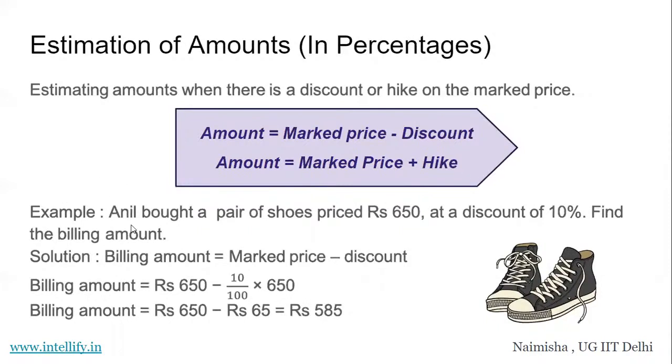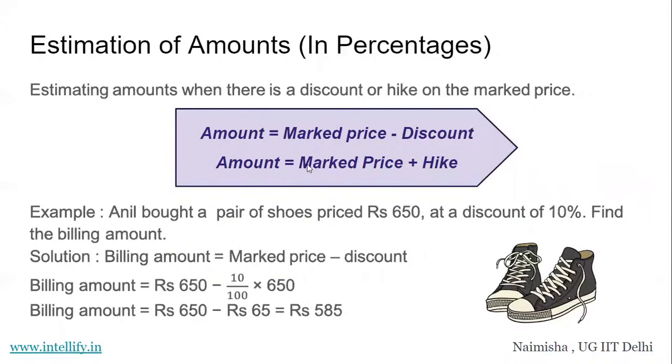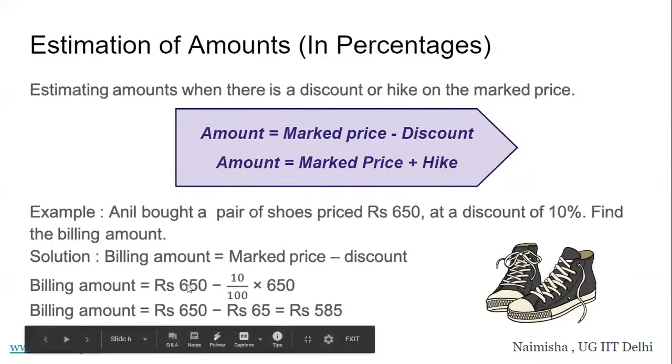Consider an example. Anil bought a pair of shoes priced 650 at a discount of 10%. Find the billing amount. Here in this question, it is mentioned that there is a discount of 10%. So we'll use the first formula. Amount is equal to market price minus discount. The market price is rupees 650 and discount is 10%. So the billing amount becomes rupees 585.